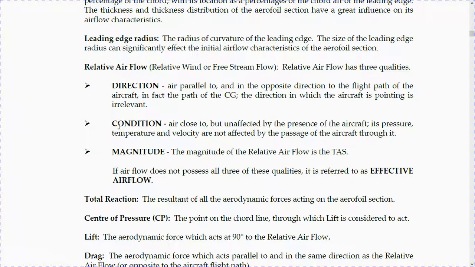Condition. Air close to but unaffected by the presence of the aircraft. Its pressure, temperature and velocity are not affected by the passage of the aircraft through it. Magnitude. The magnitude of the relative airflow is the TAS, true airspeed. If airflow does not possess all three of these qualities, it is referred to as effective airflow.